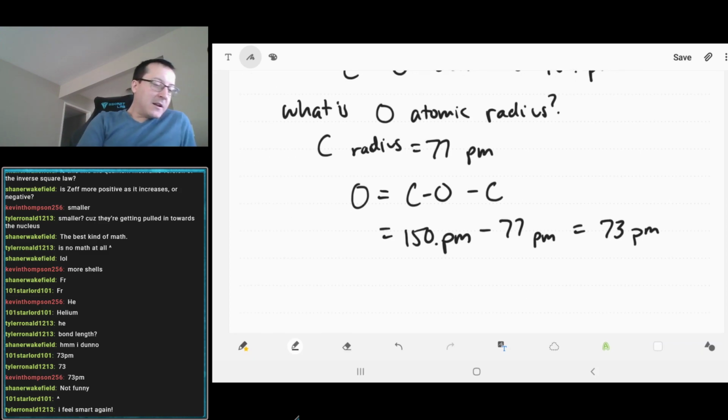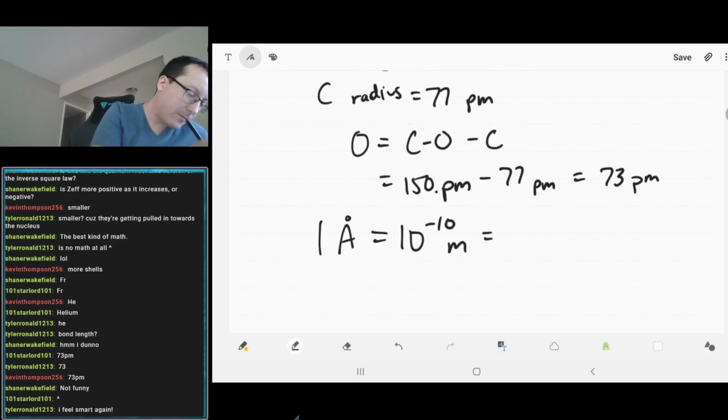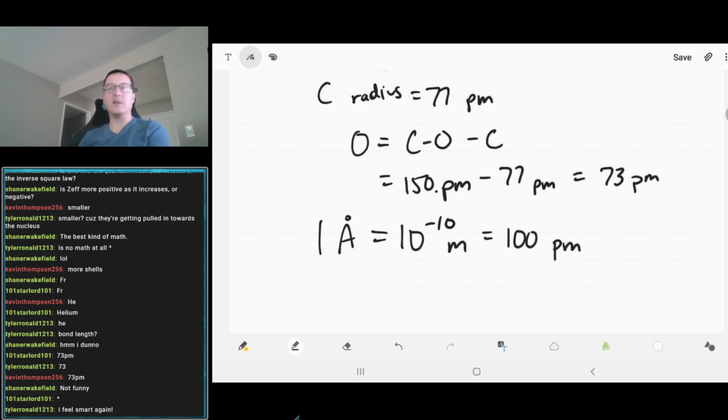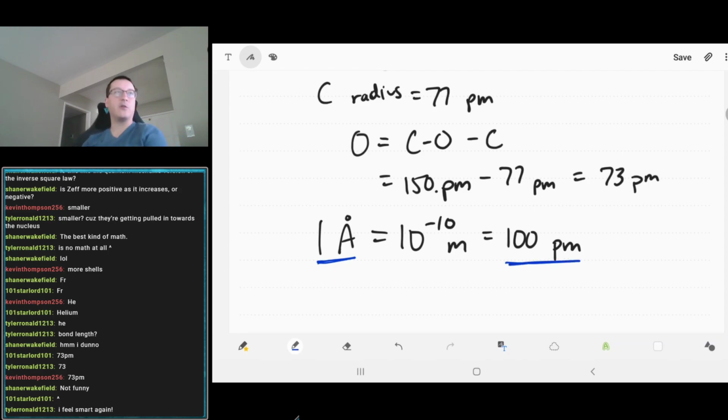Okay. Just so you know, you may see other units, like an angstrom. It's an A with a little circle on top. That is just the same thing as 10 to the minus 10 meters, or that's 100 picometers. So you will see atomic radii in either picometers or angstroms. Either way, those would be the units you would use for this sort of thing.